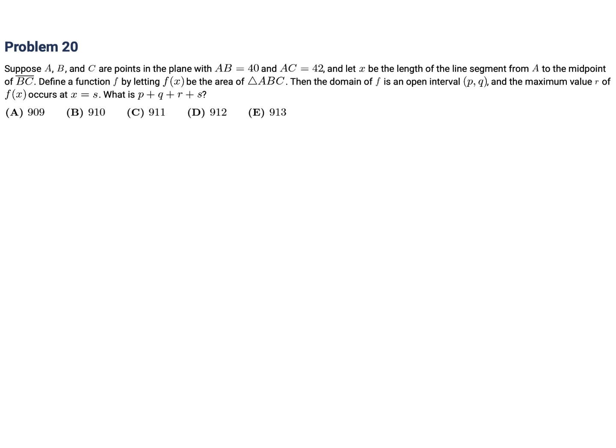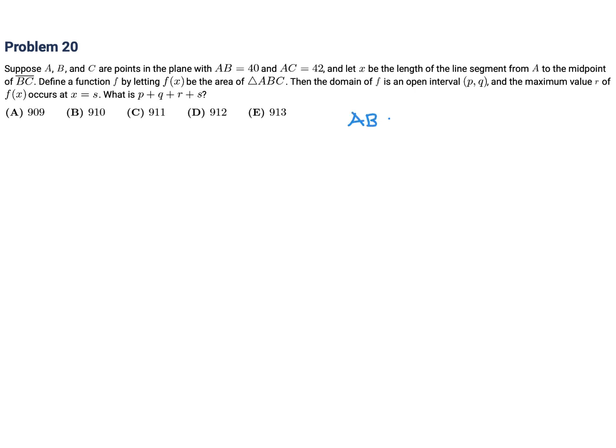Suppose A, B, and C are points in the plane with AB equal to 40, AC is 42, and let x be the length of the line segment from A to the midpoint of BC. Define a function f by letting f at x be the area of ABC. Then the domain of f is an open interval PQ, and the maximum value R of f at x occurs when x equals S. What is P plus Q plus R plus S?